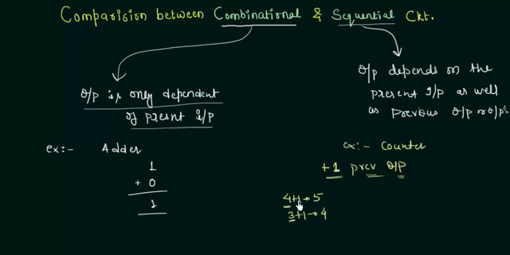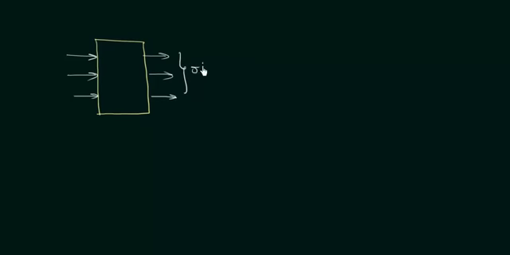Okay, so how is this information, the previous output, stored in the sequential circuit? It is done by a memory element that we call flip-flops, which is a very important thing in this digital electronics course. So if I make a combinational circuit like this, and I say that there are 3 inputs to this combinational circuit and 3 outputs, then it will be very simple. These are our outputs and these are our inputs, and this is our combinational circuit. Fine, the output is only dependent upon these inputs.